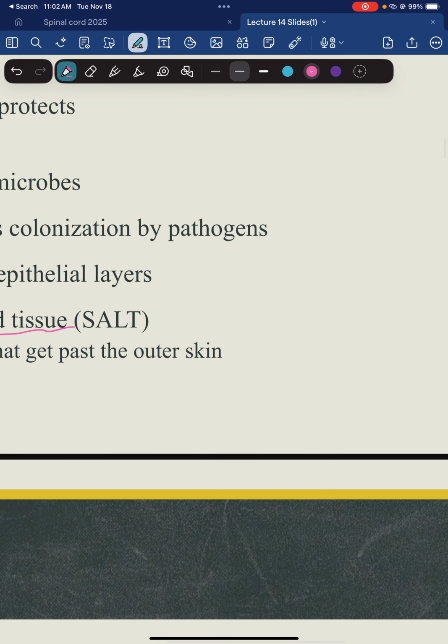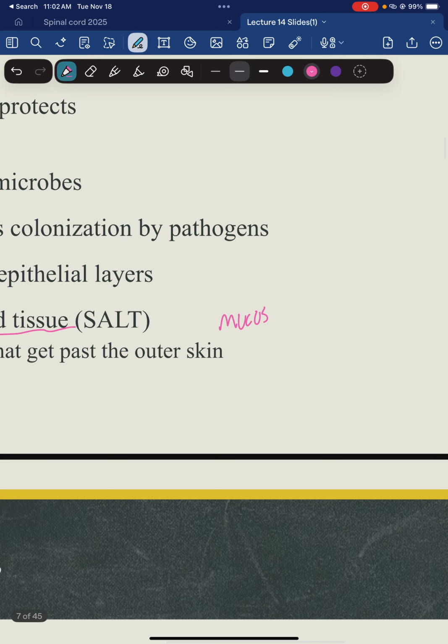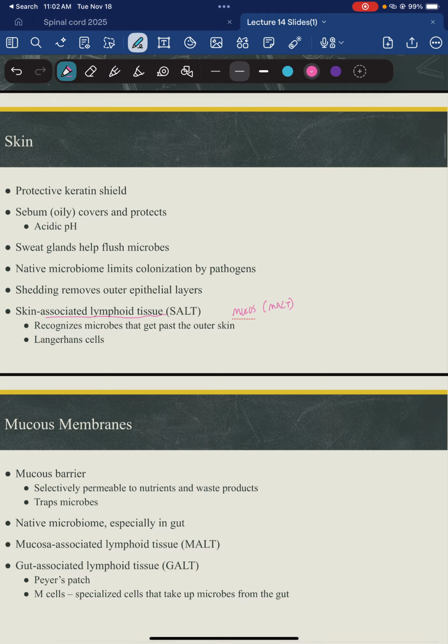And these are essentially like little sentry towers on your body. They're always on the lookout for something that's not supposed to be there. And when something that's not supposed to be there is observed, these will start an immune response.